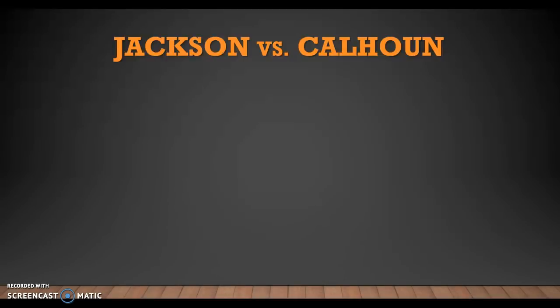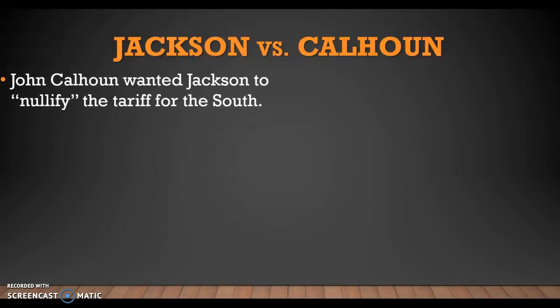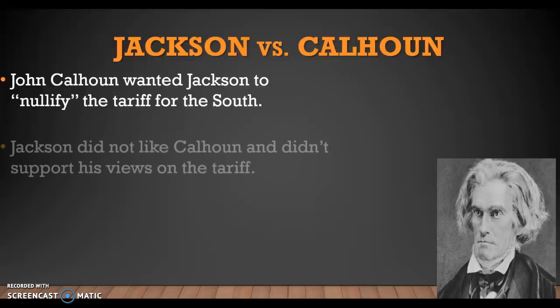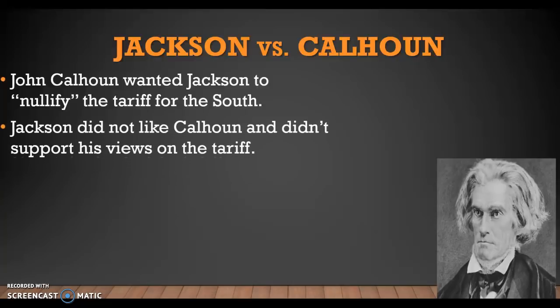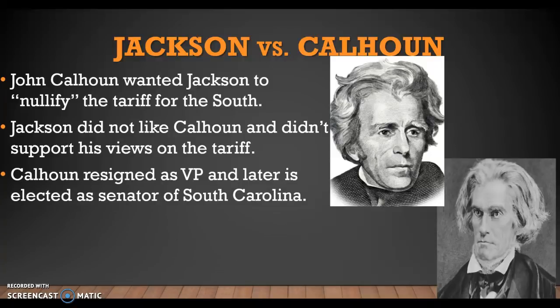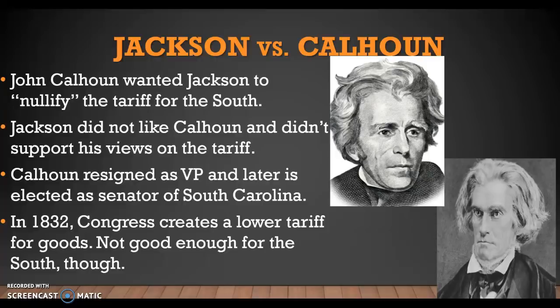Jackson versus Calhoun. Oh, they don't like each other at all. John Calhoun wanted Jackson to nullify or to get rid of that tariff for the South. There he is with his crazy hair. Jackson did not like Calhoun and didn't support his views on the tariff. Calhoun resigned as his vice president and later is elected as a senator of South Carolina. So in 1832, Congress creates a lower tariff for goods. It's not good enough, though, for the South.